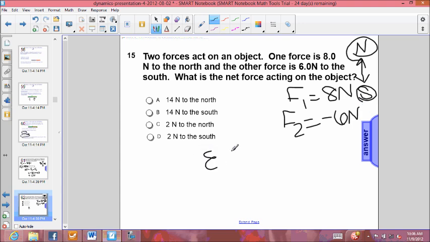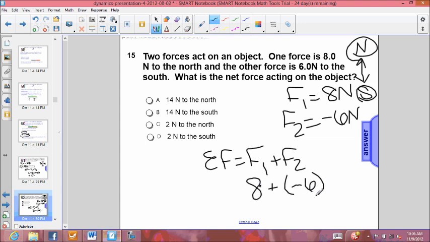So if sigma F equals F1 plus F2, we can plug in our 8 plus negative 6, which is going to give us sigma F equals positive 2 newtons. And since it's positive, we know it's going to be to the north. So that is C.